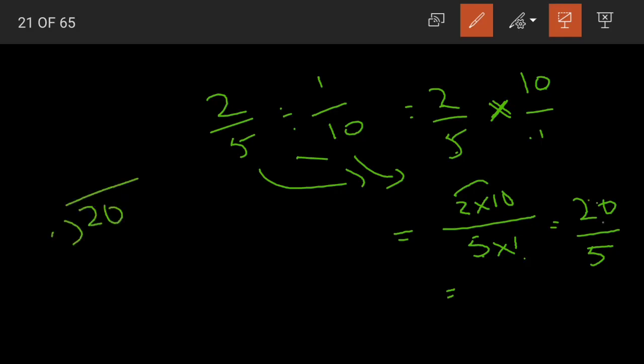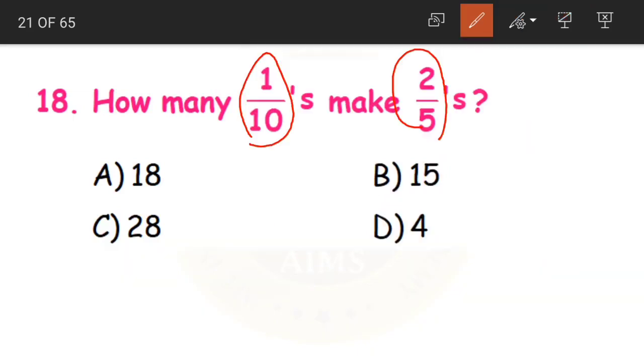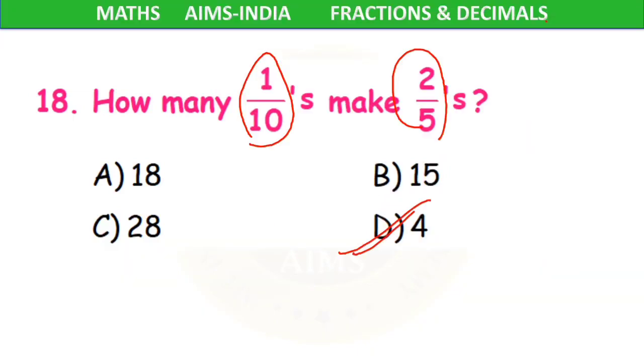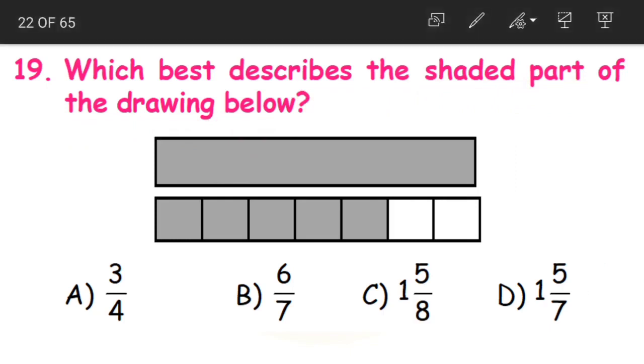Let us see what we will get upon dividing 20 by 5. We have 5 fours are 20. When we subtract, 0 is our remainder. So how many 1 by 10s do we need to make 2 by 5? We need 4 1 by 10s to make 2 by 5. Option D, 4 is the correct answer. Understood children?